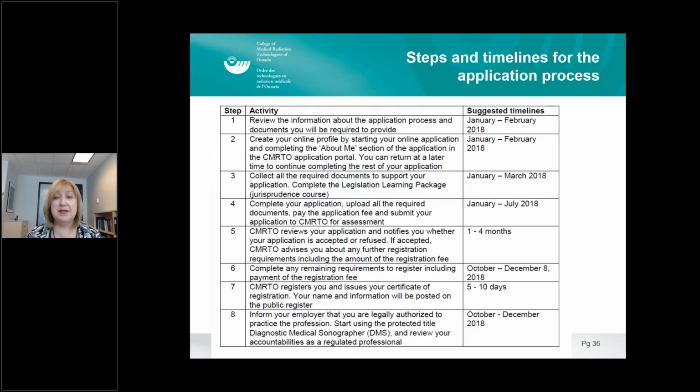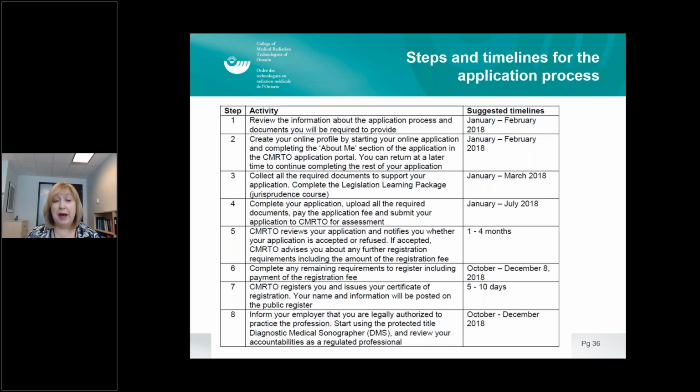Here's the kind of timelines that we're talking about. And these timelines can be found in this document, the application guide. So at this point in time, you should be reviewing the information in the application process and getting all your documents together. You can create your online profile on the website. And you can also complete the legislation learning package. We'll go through that too.